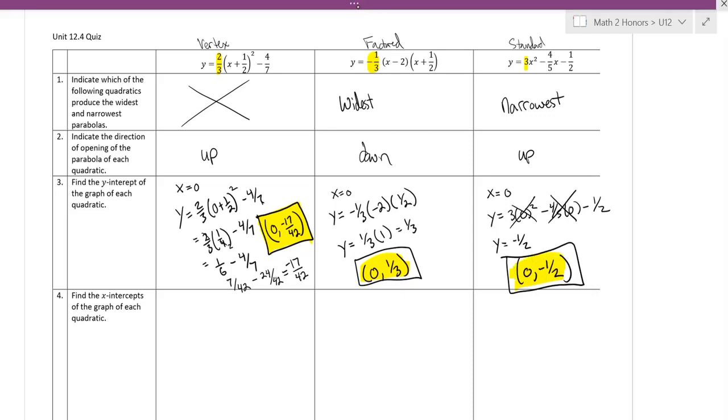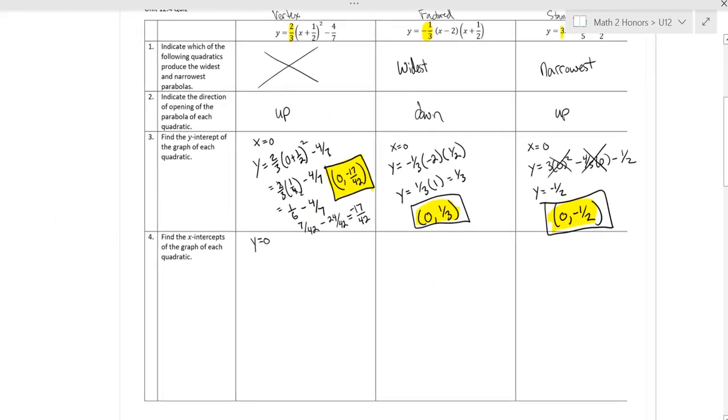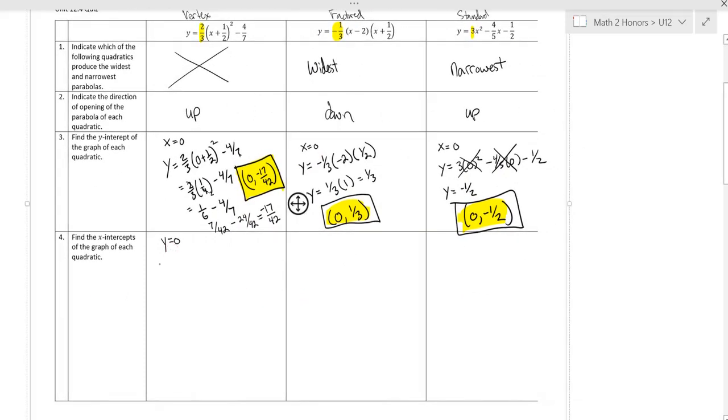All right, next, number 4, we're asked to find the x-intercept. In this case, you let y equal 0 and you solve for x. So in the first one, we got 0 is equal to 2/3 times x plus 1/2 squared minus 4/7. I'm going to add 4/7 to both sides, and then I'm going to multiply both sides by 3/2 to get rid of the 2/3.